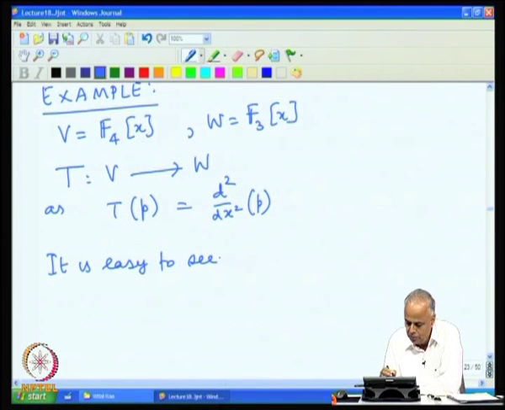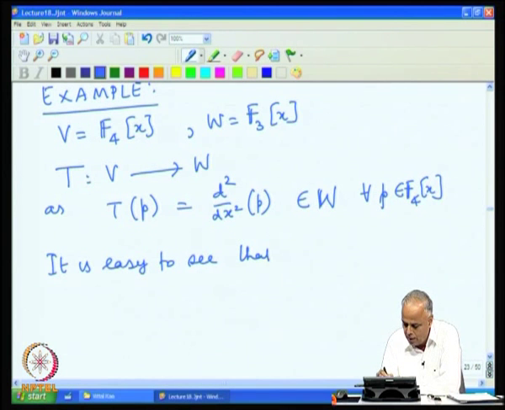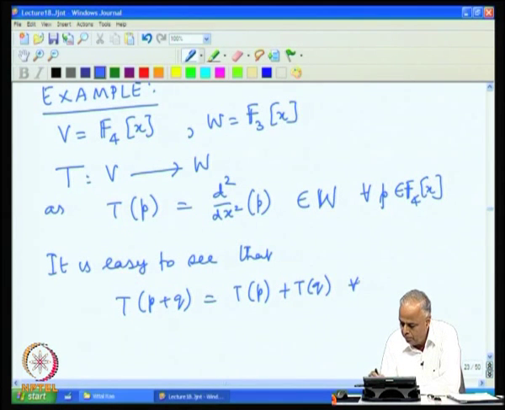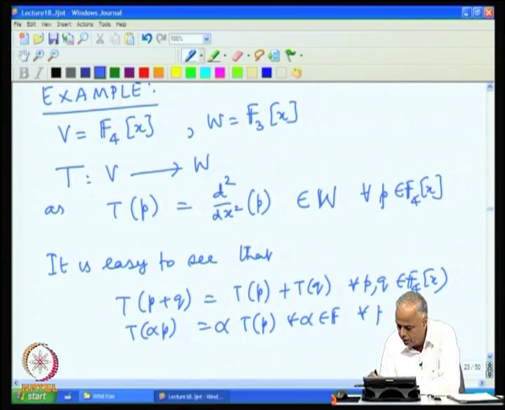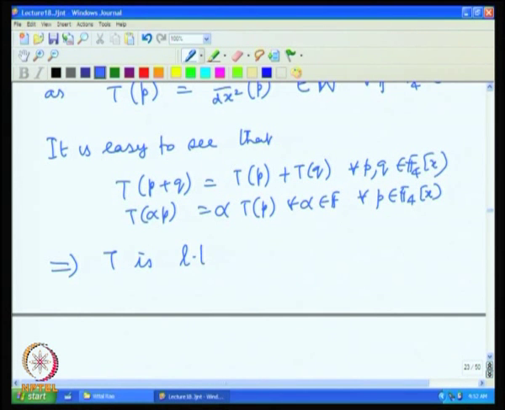Now, first of all, you see that if you take a polynomial of degree less than or equal to 4 and you differentiate it twice, it will be a polynomial of degree less than or equal to 2. And since W contains all polynomials of degree less than or equal to 3, all this will belong to W for every P in F_4[x]. So, therefore, it will be a mapping from V to W. Now, it is easy to see that T(P plus Q) is T(P) plus T(Q) for every P, Q in F_4[x], and T of alpha P is alpha T(P) for every alpha in F and for every P in F_4[x]. And therefore, T is a linear transformation from F_4[x] to F_3[x].